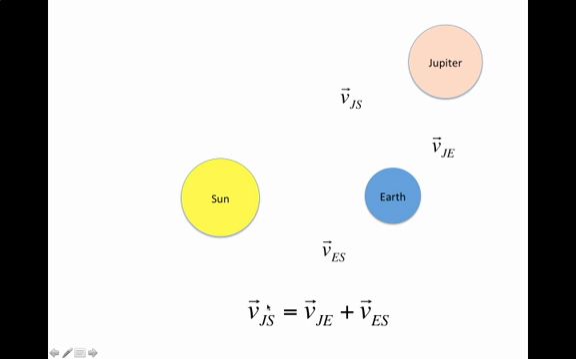And then if we use our equation, okay, I know the velocity of Jupiter as measured from Earth. I know the velocity of the Earth relative to the sun. And if I add those together using vector addition, right, these are vectors because they have a direction and a value, then I can get the velocity of Jupiter as measured from the sun.